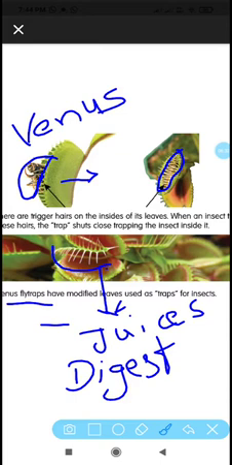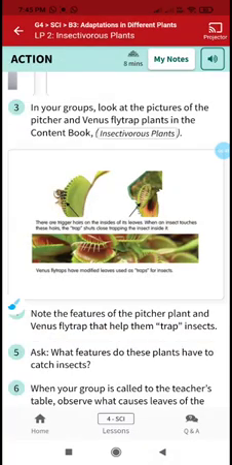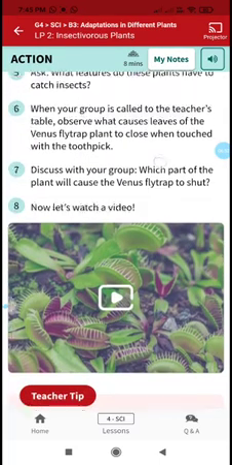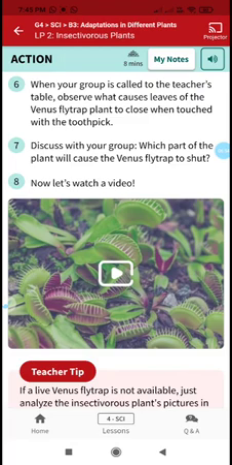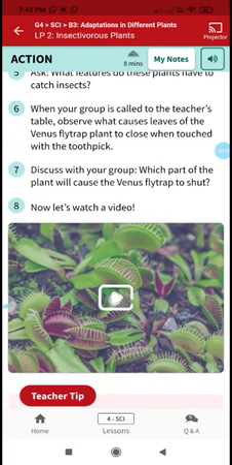Why are they doing like that? They are living in soils where the nutrients are very less. So the nutrients are not enough for their growth. That's why they are depending on insects and animals. Now we will see one more plant, how it is able to trap the insects. Before going to the other plant, once you watch the video.